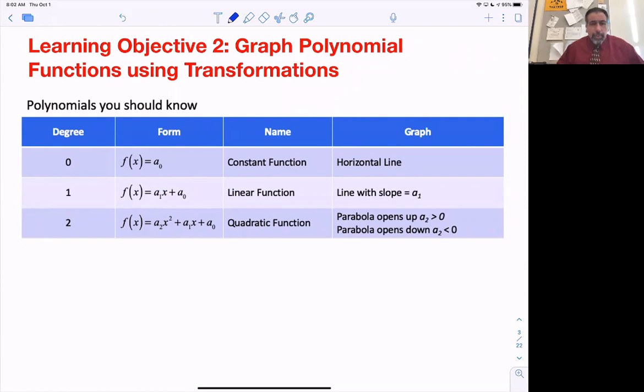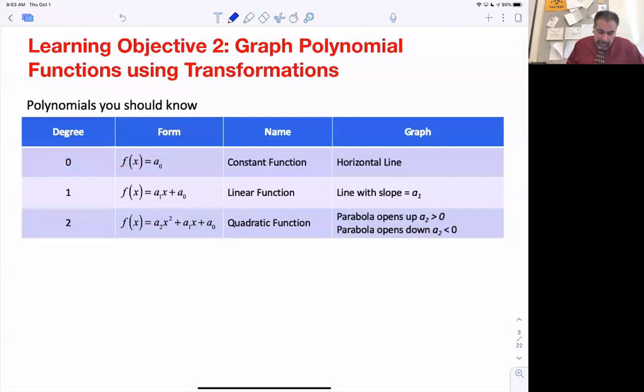So here are some polynomials that you guys should know based on some stuff we've talked about in our library of functions. You guys should know that if we have a degree 0 polynomial, that just means it's f of x equals a number. F of x equals 5, f of x equals -3. That is a constant function, and it is going to be a horizontal line every single time, okay?